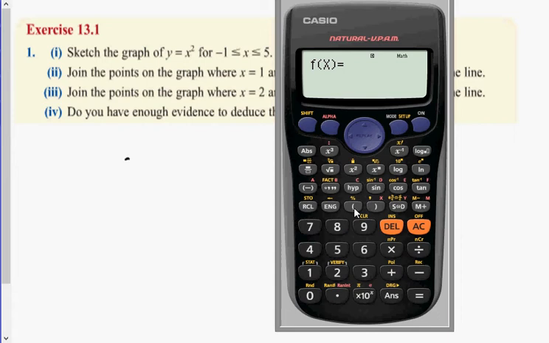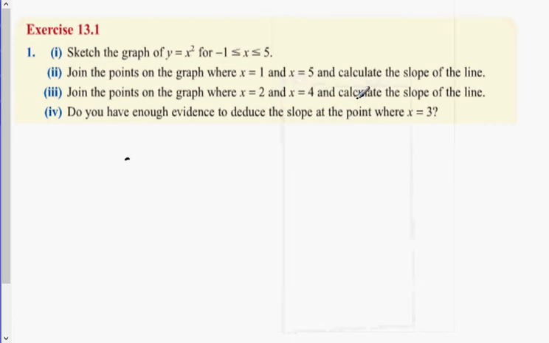It's going to be y equals x squared, and then I'm going to go from minus 1 to 5. Now if somebody will do that for me as well, that'd be great, because I'll need to draw out these points. 1, 1, 2, 4, 3, 9, 4, 16, 5, 25. So it wants me to draw everything but 3. So I'll show you now.